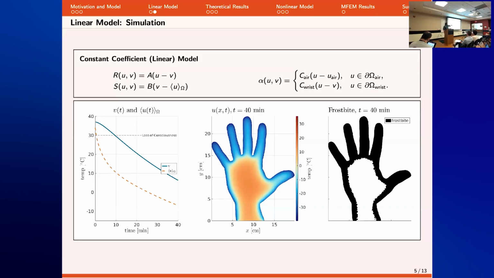And on the far right-hand side is the extent of frostbite, where we're measuring frostbite as any element that has an average temperature less than 0 at any point in time during the simulation. So you can see that the hand has pretty extensive frostbite. Based on medical literature, if you expose the hand, I should have mentioned, we're exposing the hand to minus 40°C air temperature. At that temperature, we expect the onset of frostbite within minutes, and pretty extensive frostbite after about an hour.